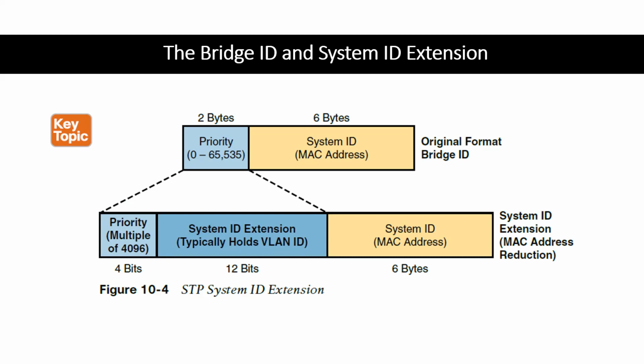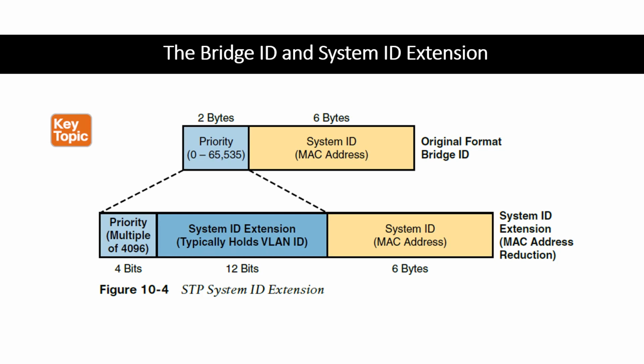Let's take a look at this. We have that priority right there, but we also have the system ID extension, which we can see right here, and that's a total of 16 bits, and of course a total of 2 bytes. This is how the bridge ID looks. We have that first part, and then the rest of the 6 bytes is the MAC address of the device.